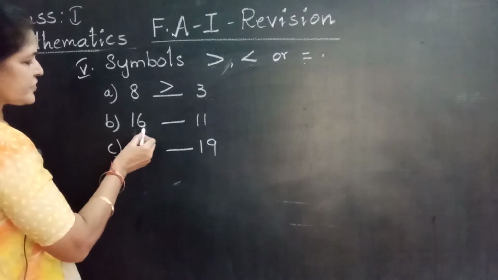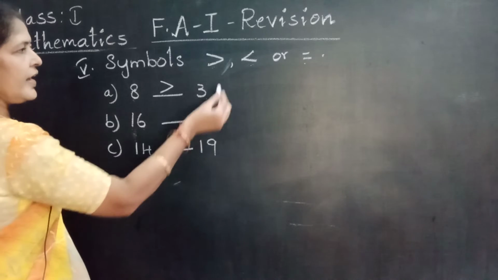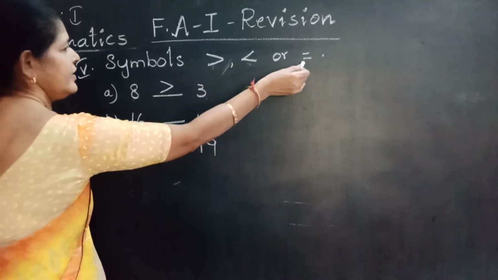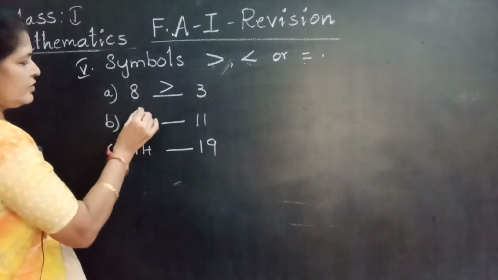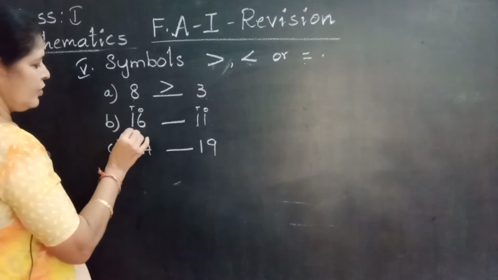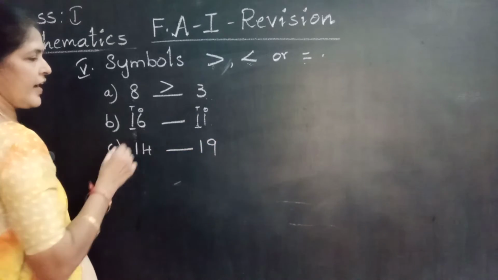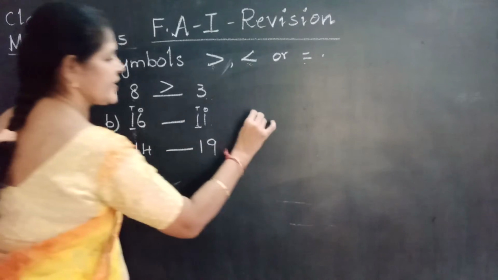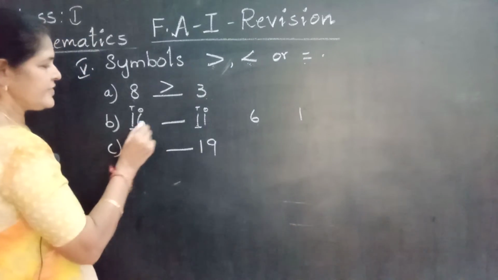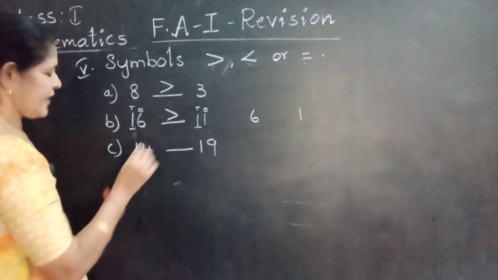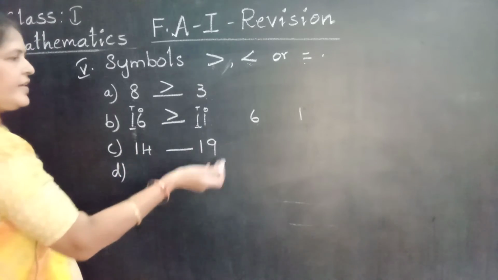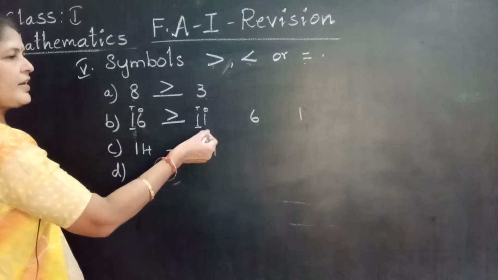Next one. 16, 11. Here we are going to keep in these symbols greater than, less than, equal to. 16. Ones, tens. Ones place having 1. Both are same. Now going to compare 6 and 1. Which is big? 6. That means 16 is greater than 11. 16 is big. 11 is small.